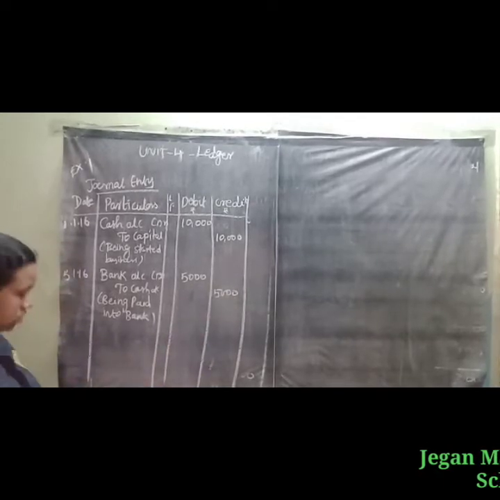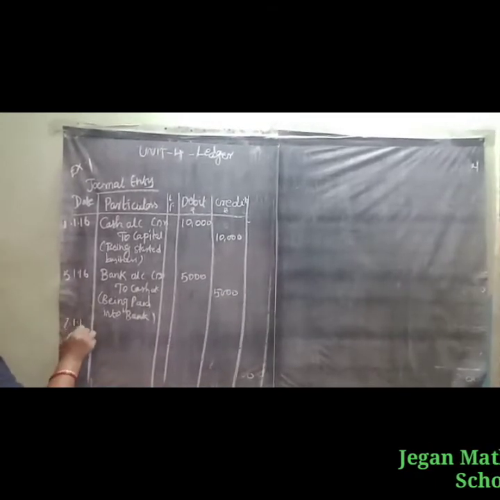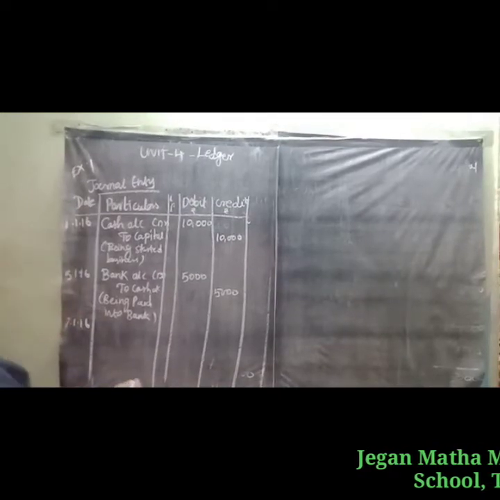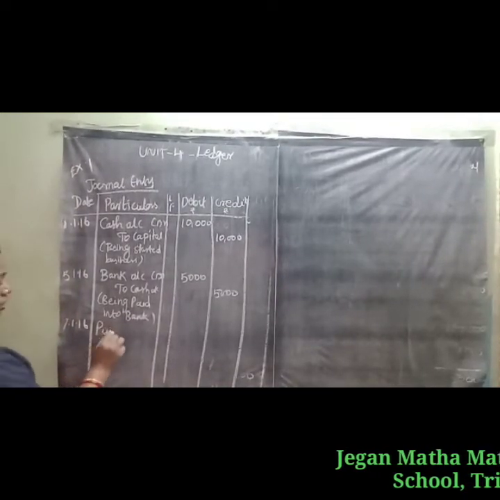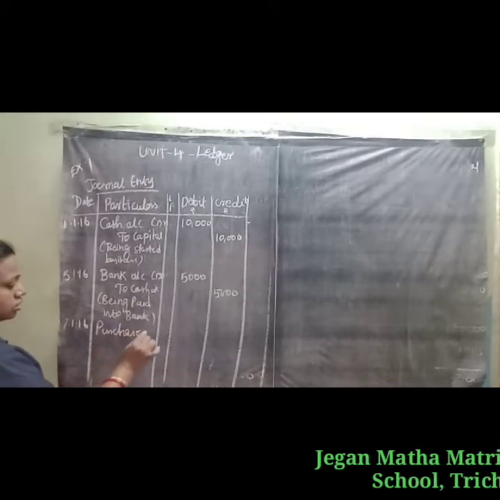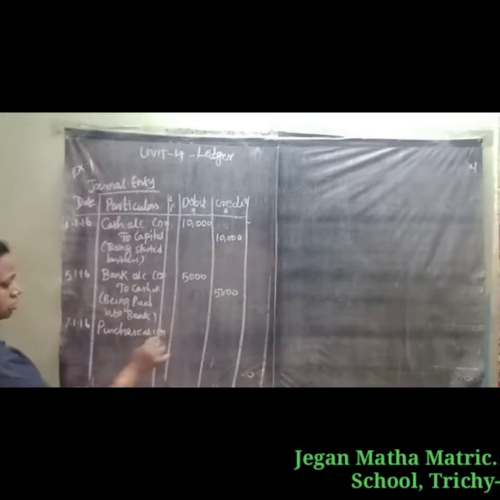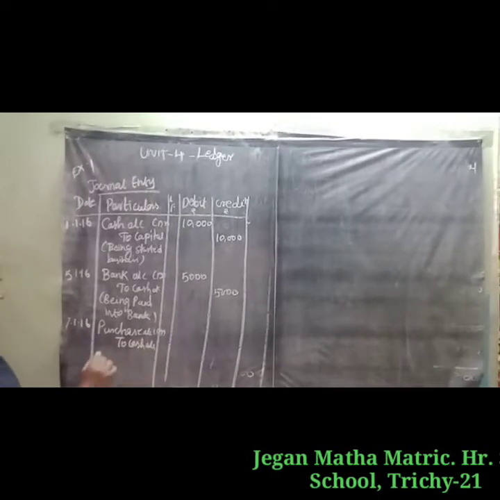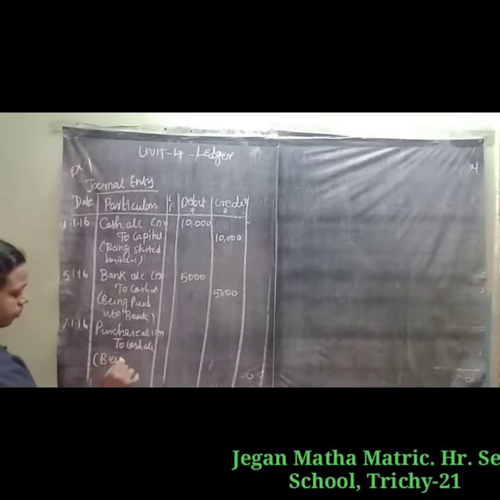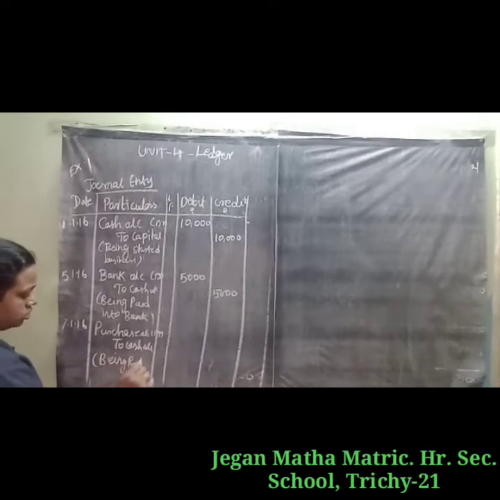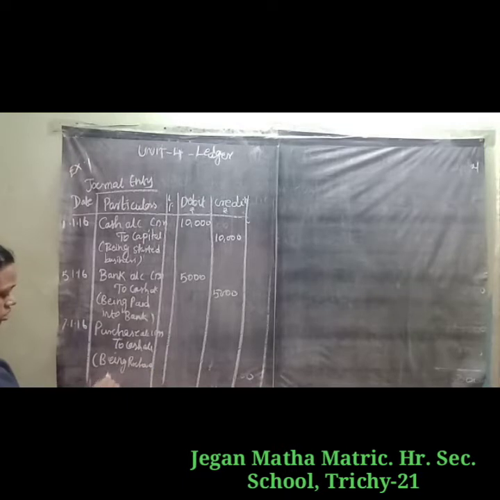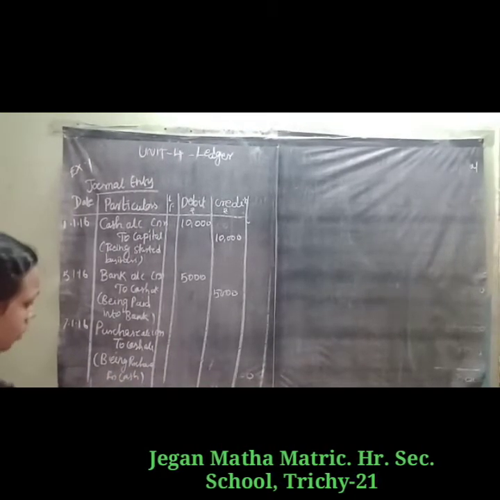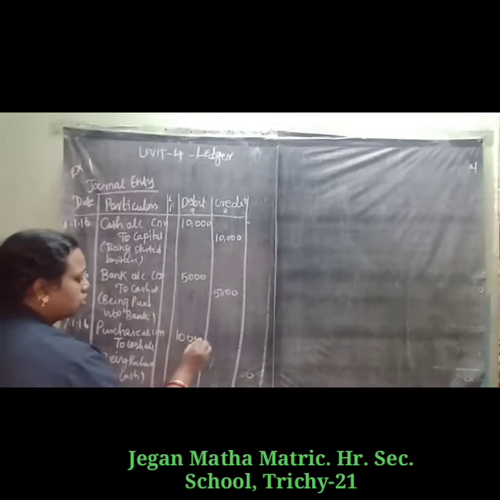Then the next date, 7/1/2016, purchased the goods from Ram for cash. Purchase account debtor, what goes out? Cash. So to cash account, being purchased for cash. Amount 1,000. So the journal is finished.